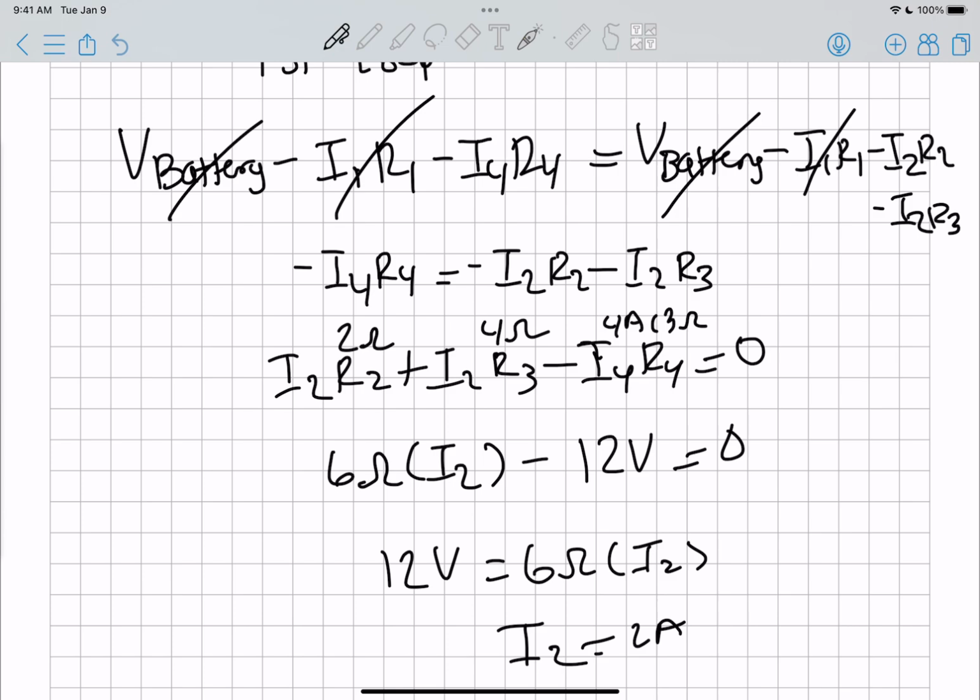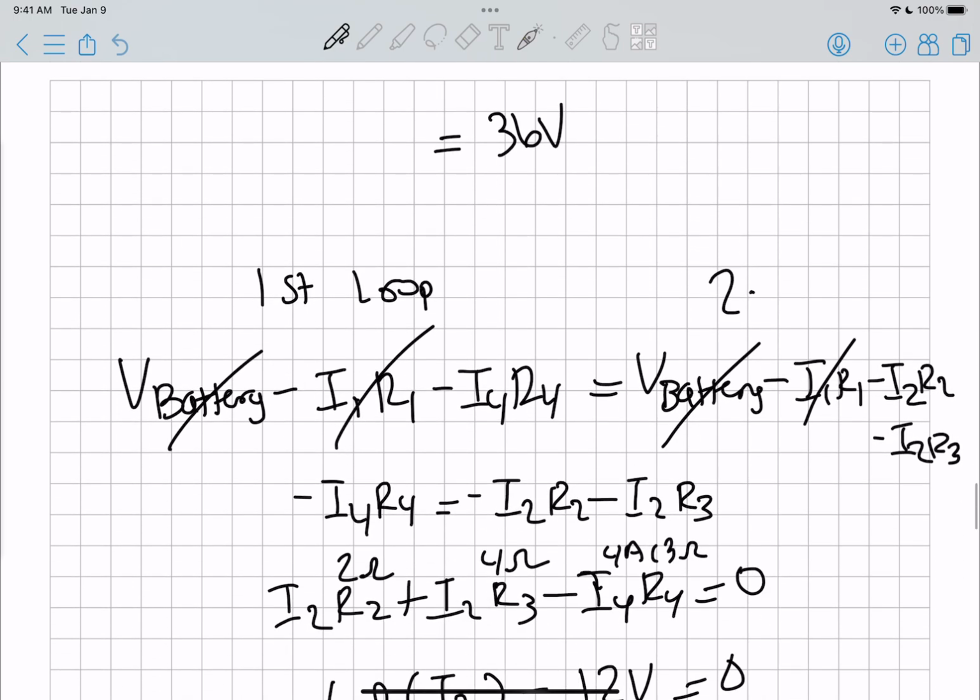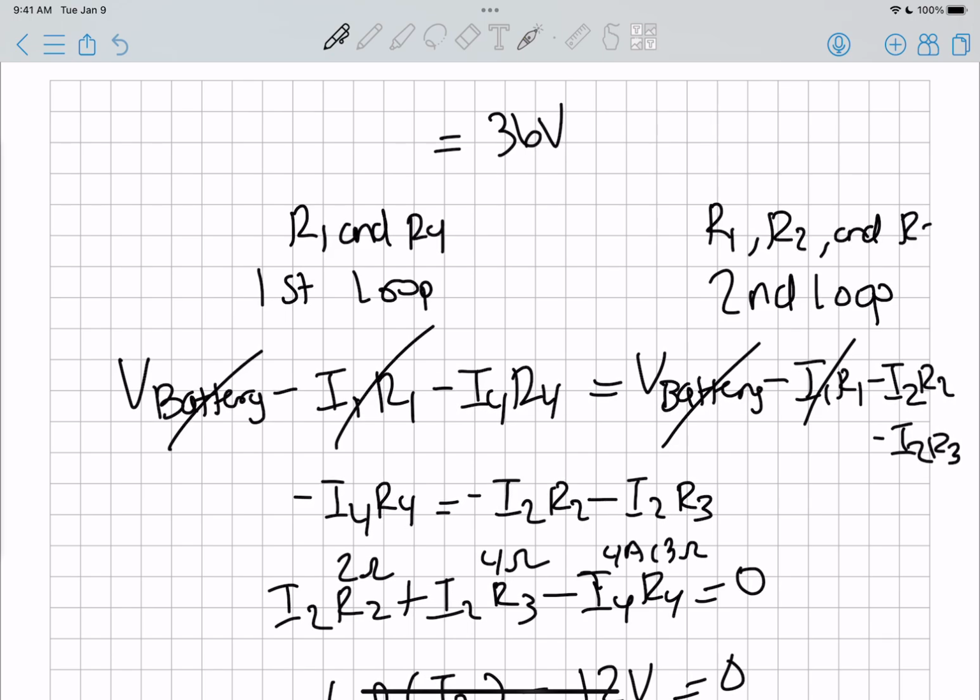But yeah, let me just reiterate. So you pick two loops. One loop you pick it, and the other loop you pick it. Set them equal to each other, right? So this is our first loop. This is our second loop. First loop went through R1 and R4. Second loop went through R1, R2, and then R3, right?